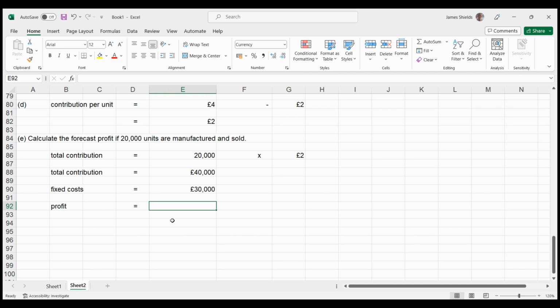And your profit then for the 20,000 units is going to be a contribution of 40,000, take away your fixed cost of £30,000. So your profit for the 20,000 units is going to be £10,000.